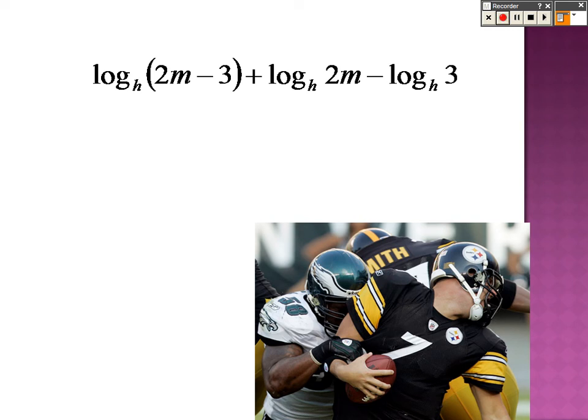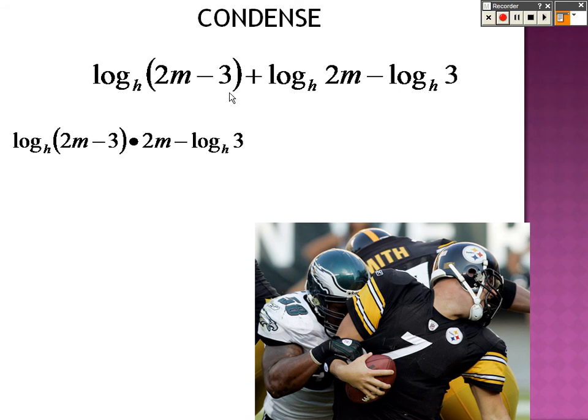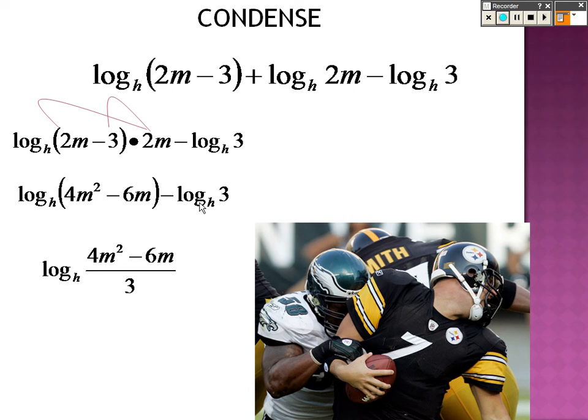So next up is they all have the same base. Great. Remember when we are condensing these problems, since it's addition, I'm going to smash those together first. So I get 2m minus 3 times 2m. And then that 3, because it's minus, it's like saying division. But I'm just going to multiply those together first to get 4m squared minus 6m. And then since it's minus, that's me combining my terms there with a division sign.